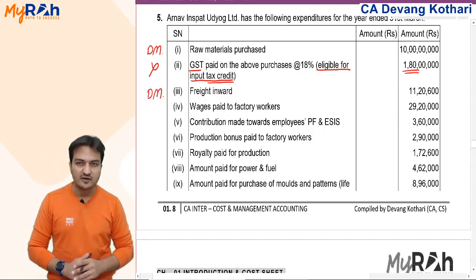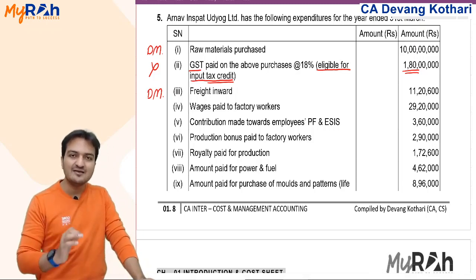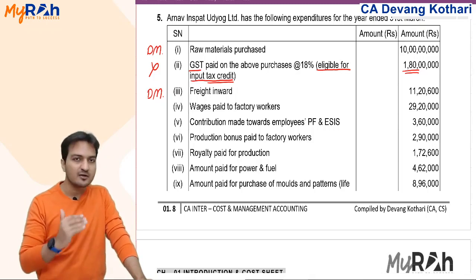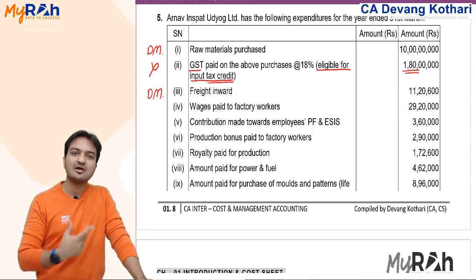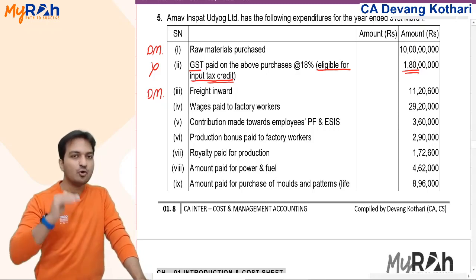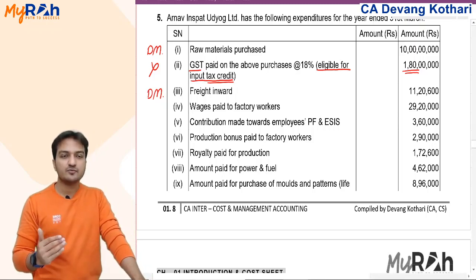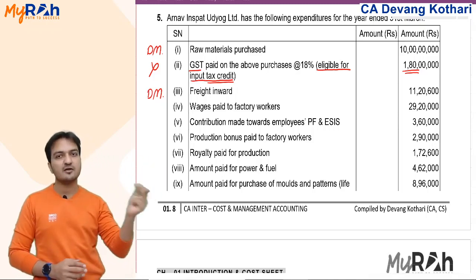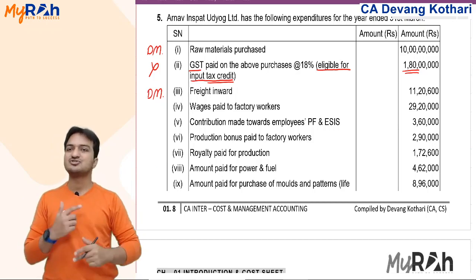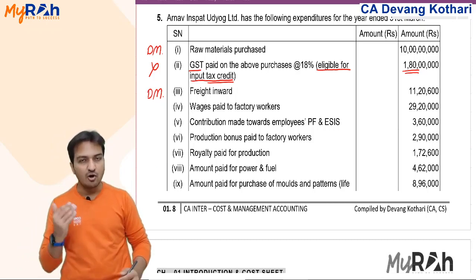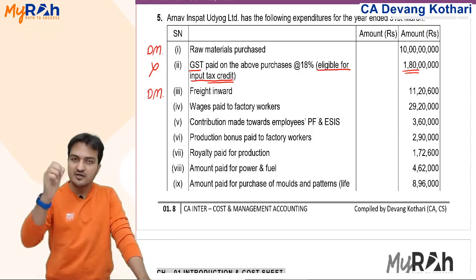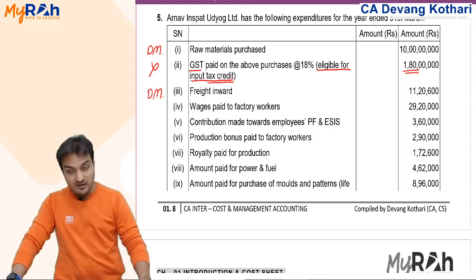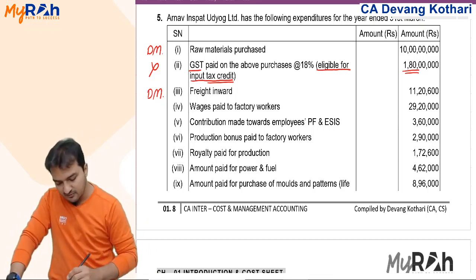What will you do if it was freight outwards? Freight outwards will be incurred on what? Think about it. Which units or which goods go outwards? Finished goods. When do they go outwards? When it is sold. Yes, freight outwards will fall under selling and distribution overheads. Freight inwards falls under your material cost, under your purchase expenses. Any cost incurred on the purchase until the material reaches my factory comes under the material cost. You remember that? So accordingly, freight inwards falls under your direct material.